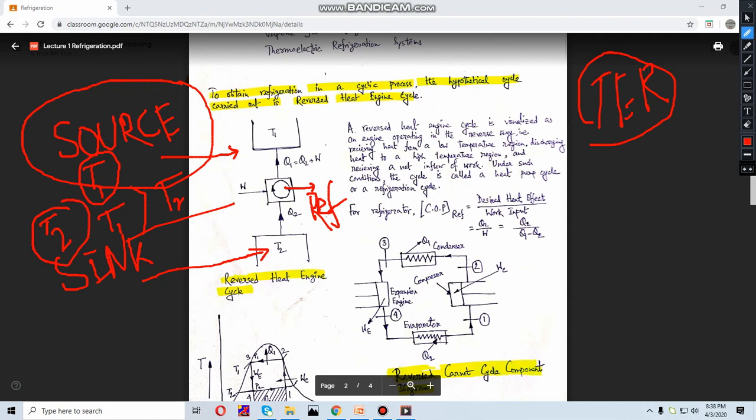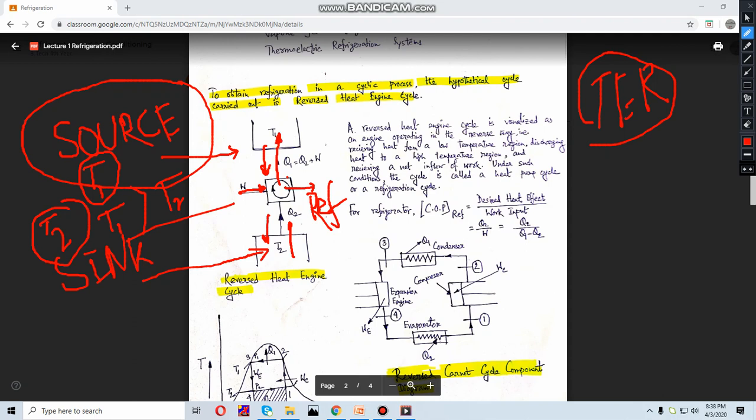So if there was an engine placed between these two thermal reservoirs, heat would have been transferred from this direction to this direction. Now as it is working reversely, you can see that heat is being transferred from the sink and there is some amount of external work being applied to this refrigerator, so that it can operate in a cyclic manner, and after receiving the desired effect, the heat is being rejected to the source. This is the basic operation.